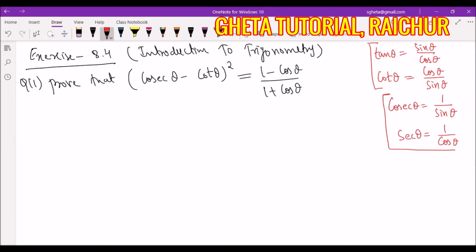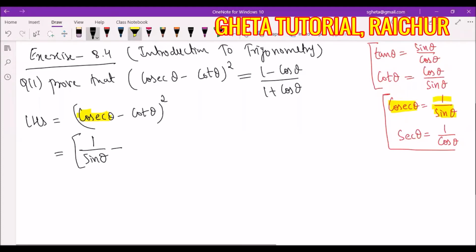So in this, we know the LHS. What is the LHS given here? Cosec theta minus cot theta whole square. We know that cosec theta I can write as 1 by sin theta, that is, here 1 by sin theta. And cot theta, how can I write it? Cot theta is equal to cos theta by sin theta, whole square.